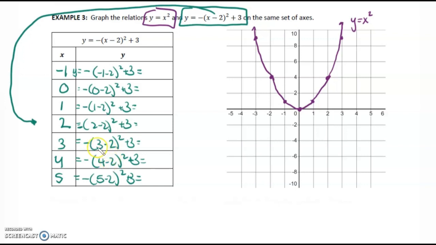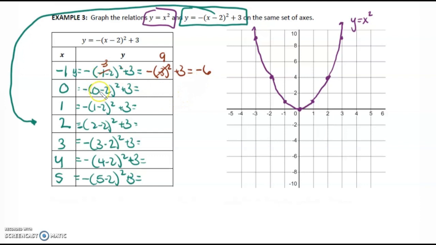Okay, so now we just have to calculate these. Negative 1 minus 2 is negative 3. So essentially we have negative 3 squared. So if this is negative of negative 3 squared plus 3, what we're going to get is negative 3 squared is 9. So it's negative 9 plus 3 is negative 6.